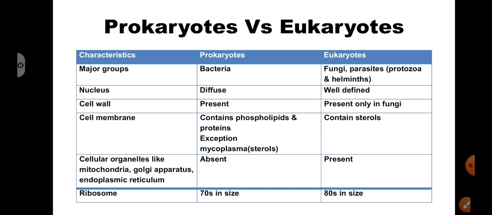Looking at the cytoplasmic membrane, cell membrane or plasma membrane, in bacteria it is made up of phospholipids and proteins, except in the bacteria known as mycoplasma, where the cell membrane contains sterols, whereas in eukaryotes the cell membrane contains sterols. The membrane bound organelles like mitochondria, Golgi apparatus, endoplasmic reticulum are present only in the cytoplasm of eukaryotes, but they are absent in prokaryotes or bacteria. The ribosomes present in prokaryotes are 70S in size, whereas in eukaryotes they are 80S in size.